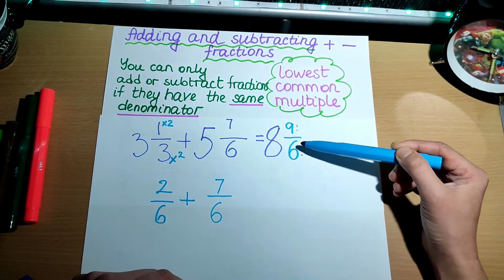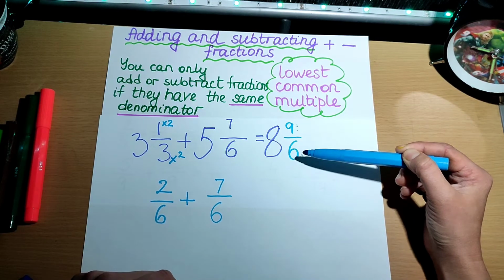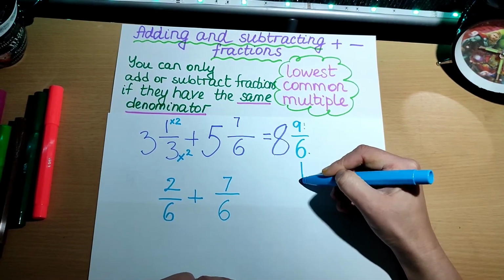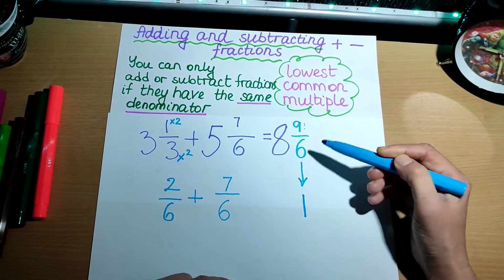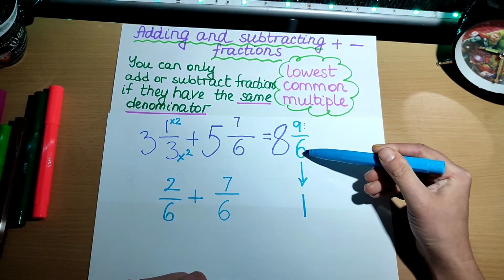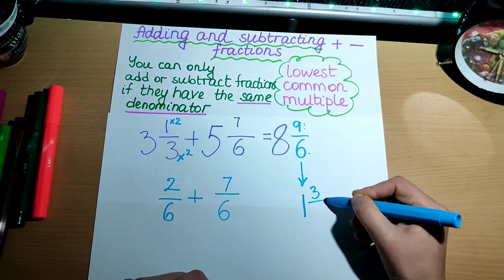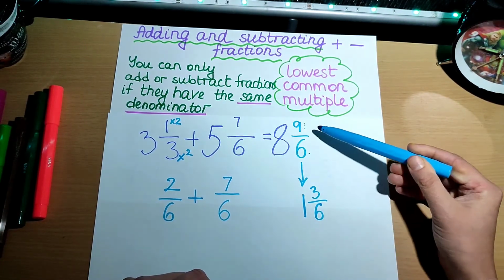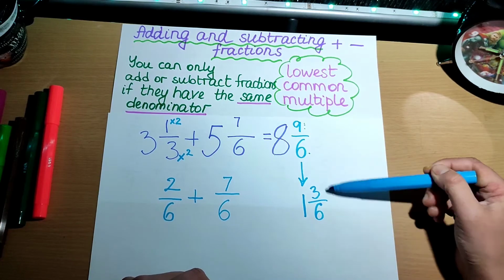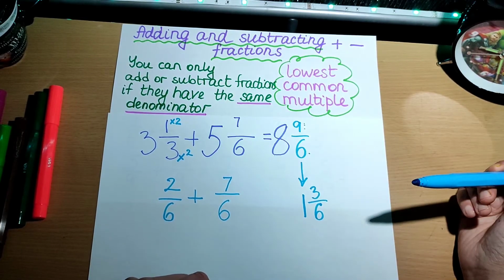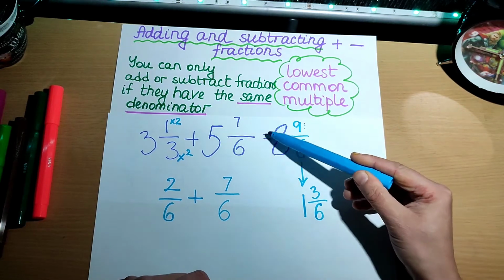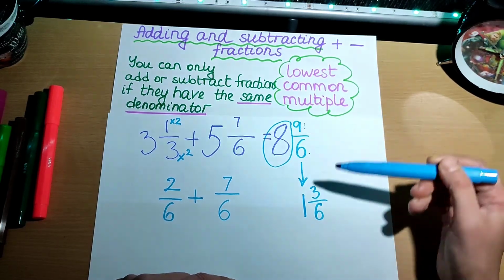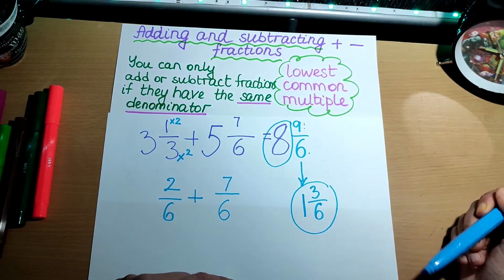because I know that 9/6 is 1 and 3/6. Let me show you. 9/6 is the same as 1, because you can fit one 6 into 9 and 3 left over. You can watch my video about how to turn improper fractions into mixed numbers if you're not sure how to do that. So we also have 8 as a whole.